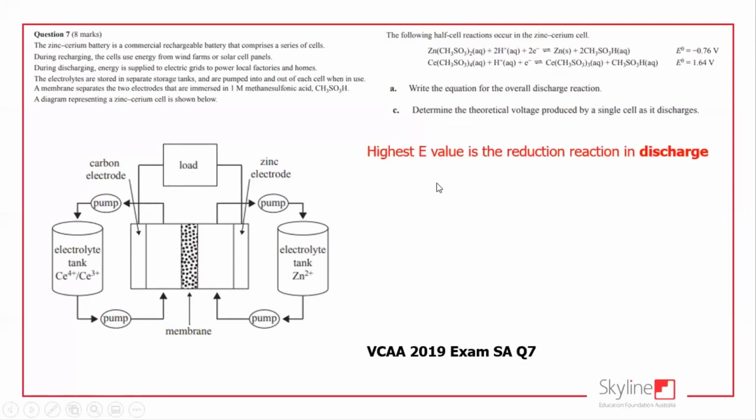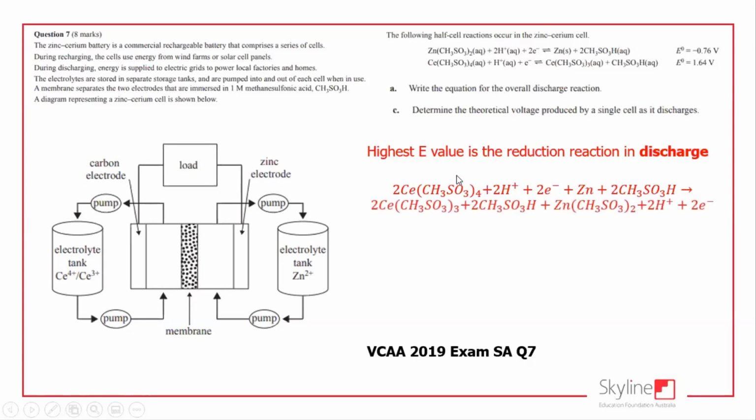So first things first, the highest voltage value is the reduction reaction in discharge. Therefore, we have only 1 electron at the bottom for every 2 at the top. Therefore, we've got to multiply our bottom reaction by 2. So we have 2 lots of cerium methanesulfonate plus 2 lots of hydrogen plus 2 electrons. Now we're going to take from the other side of the top, plus 1 lot of zinc plus 2 lots of this chemical here.